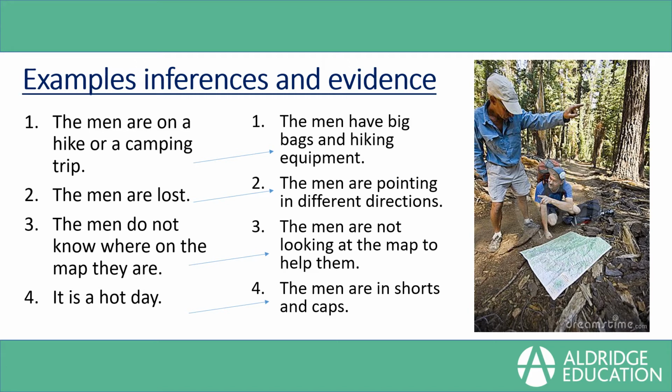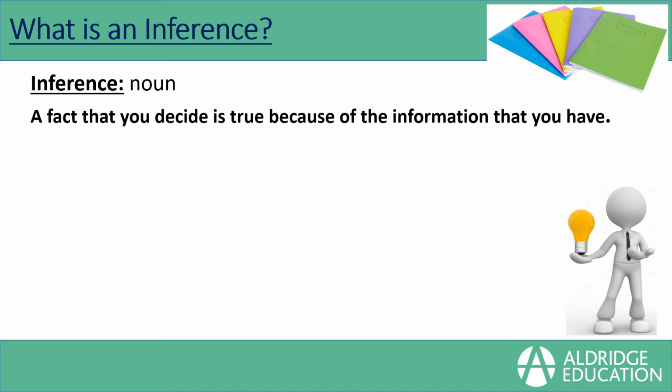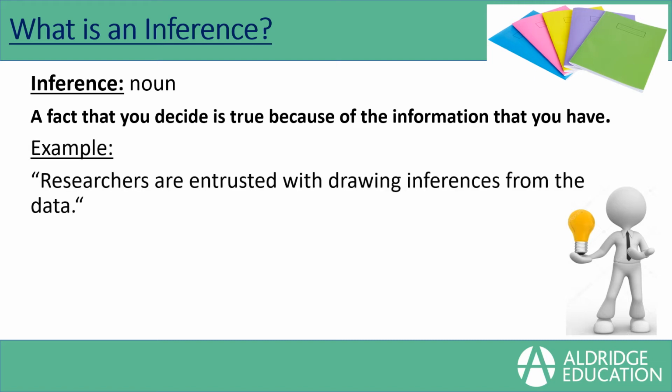Four, it is a hot day. We can infer that because the men are in shorts and caps. So these are things that we are presuming are true because of the evidence that we have in front of us. The word inference is a noun. Again, it's a fact that you decide is true because of the information that you have been given. So we can assume that I like English because I teach English. You can infer that. An example here: researchers are entrusted with drawing inferences from the data.